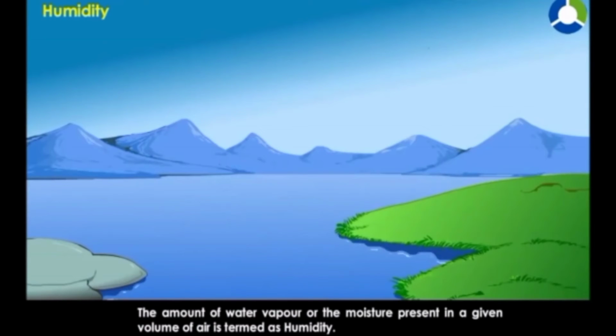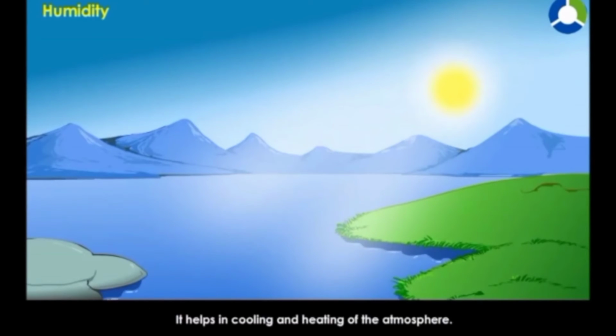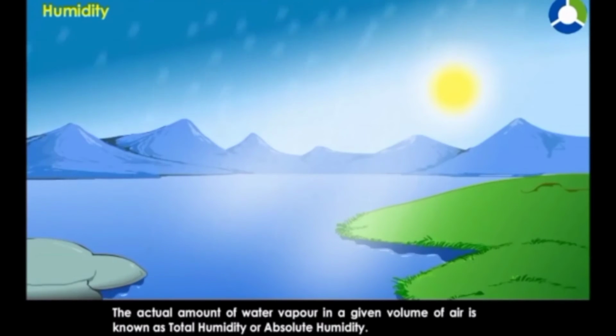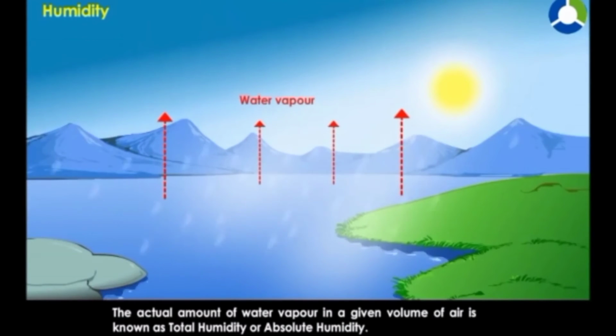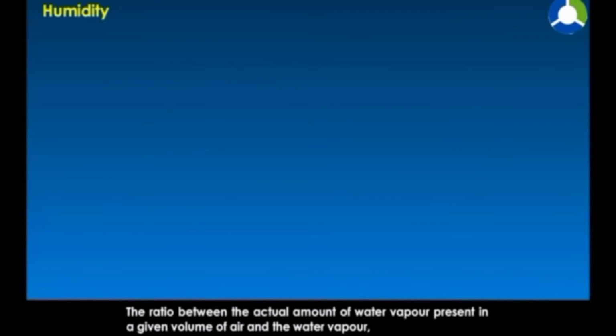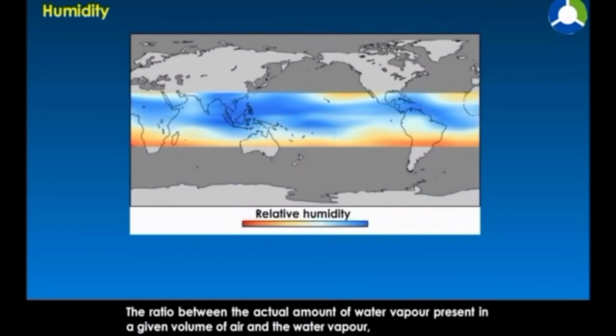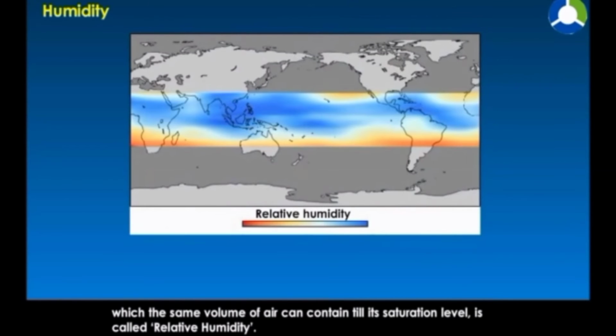Humidity. The amount of water vapor or the moisture present in a given volume of air is termed humidity. It helps in cooling and heating of the atmosphere. The actual amount of water vapor in a given volume of air is known as total humidity or absolute humidity. The ratio between the actual amount of water vapor present in a given volume of air and the water vapor which the same volume of air can contain till its saturation level is called relative humidity.